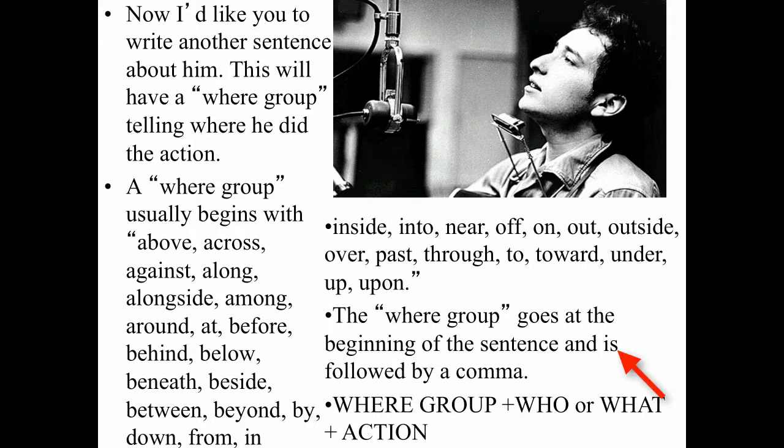Put the where group at the beginning of the sentence. Follow it with a comma, and then have your who or what and your action. We follow the where group with a comma because that where group grammatically is an introductory word or phrase, and so we're going to separate it from the rest of the sentence. Okay? So, write a where group, beginning with one of those magic words, follow it with a comma, and then add a who or what. And make sure you put all this stuff in your notes. If you need to pause the video, you can.